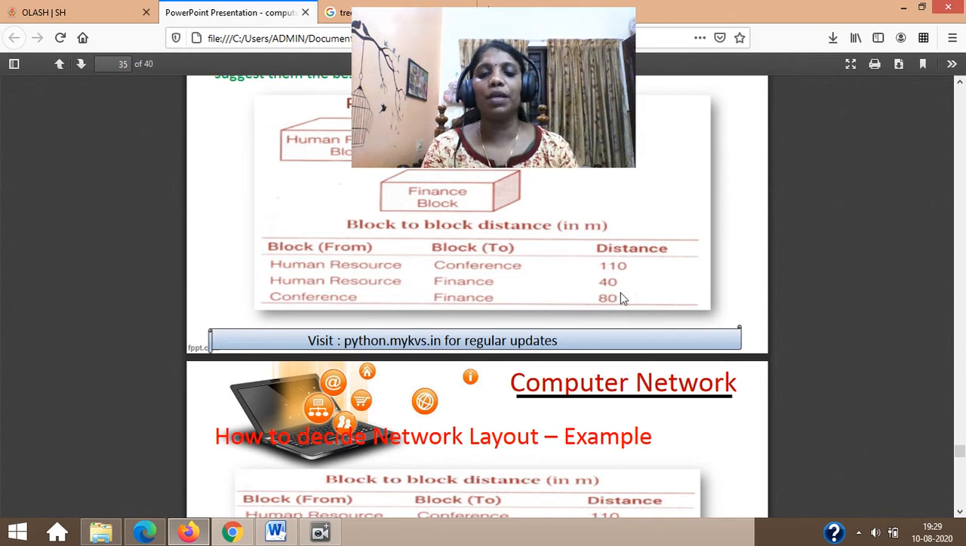So in meters, it should be 110 meters. It's a small area that has been covered, like a school compound. Between conference and finance, again 80 meters. Now, how to design the network layout?